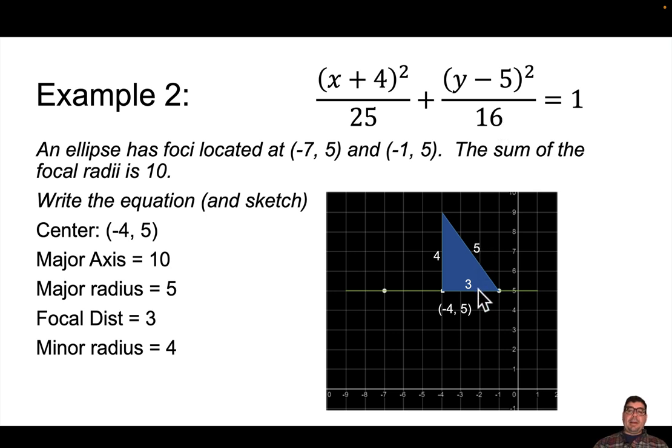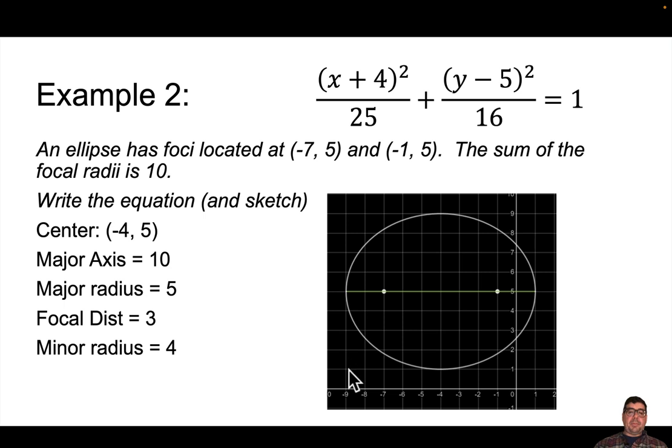Finally, I would draw your rectangle. You kind of have it set up here already. You see that rectangle? And I didn't label it in this image, but your vertices and your co-vertices, mark them and then draw the ellipse inside the rectangle.